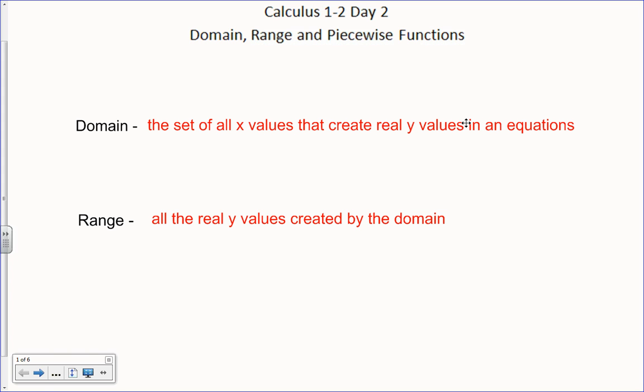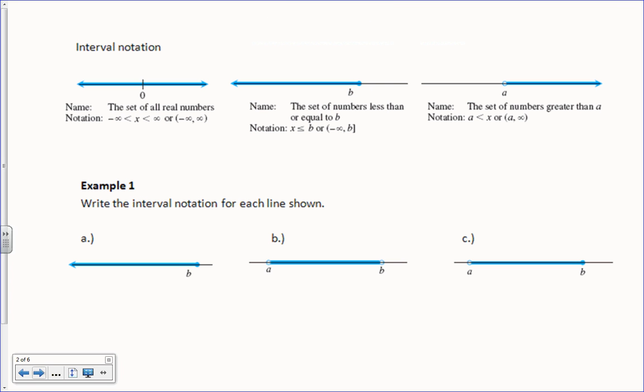Questions so far? No? Sometimes writing domain and range can take a lot of writing. And so mathematicians have come up with some symbols so that we don't have to write all of this stuff. So right now, if you see this first one on the top left, interval notation, you see the blue line is pretty much covering everything, correct? So that's the set of all real numbers, right?